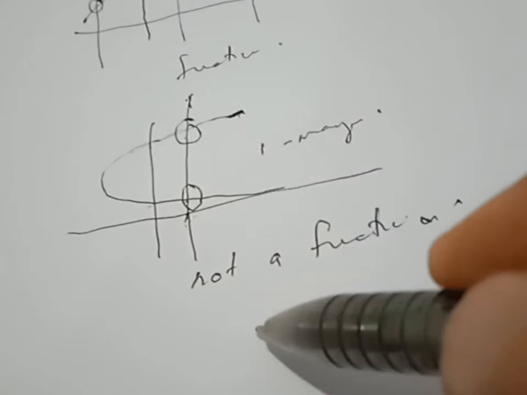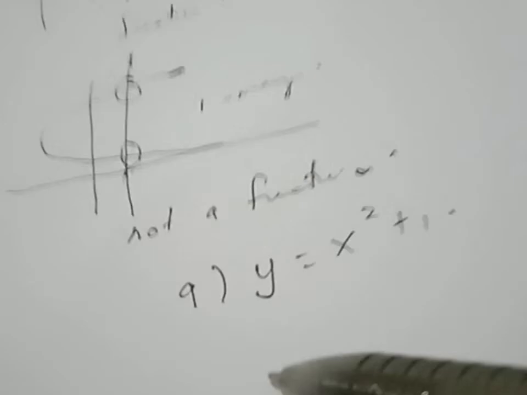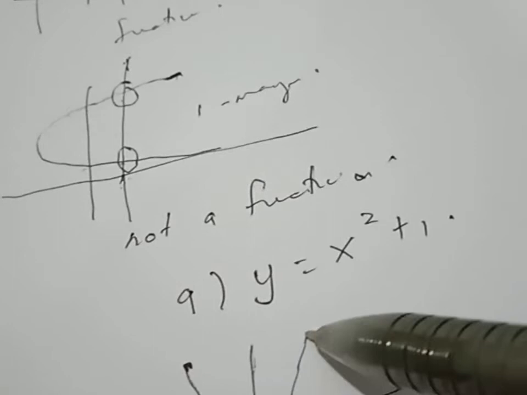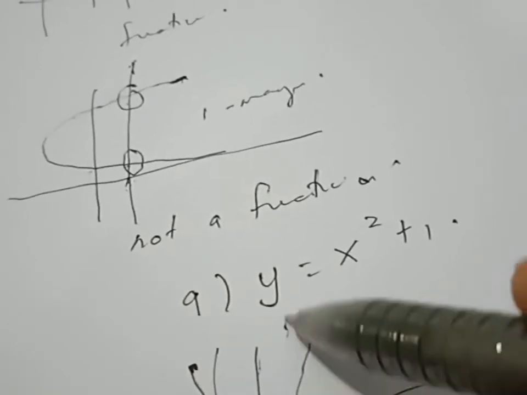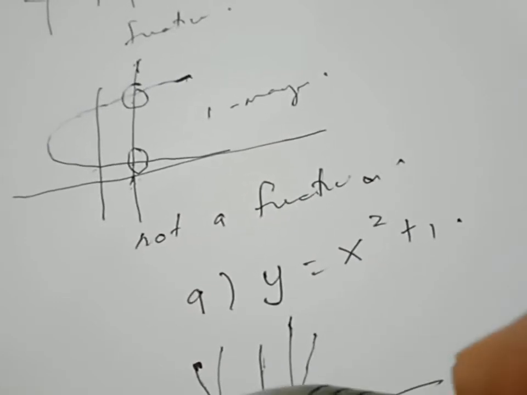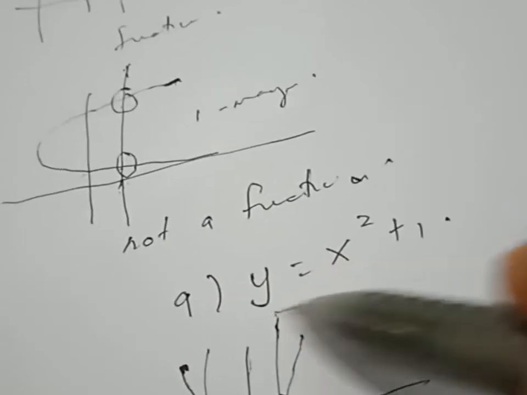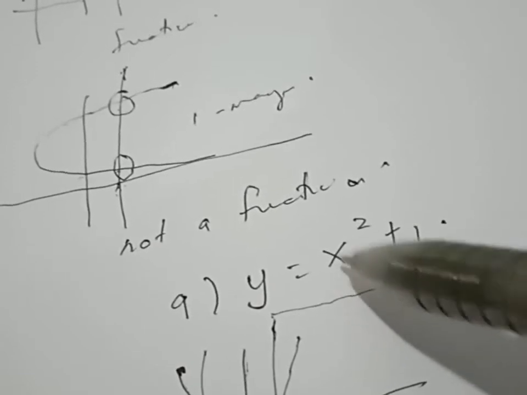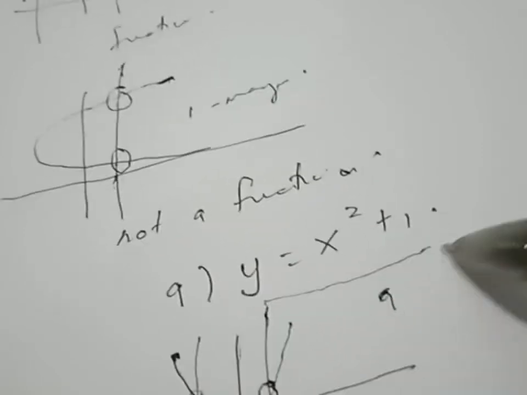As example A, y equal to x squared plus 1. The graph of x squared plus 1 is quadratic, and the graph is like this. All vertical line tests on the graph give exactly one intercept. So in equation form, any point that we place on x, we can only get one point for y. So this is a one-to-one relationship, and this is a function.